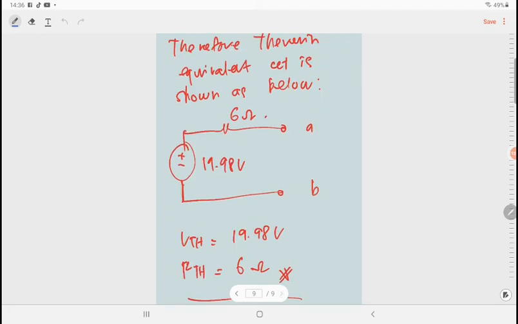Next, we already calculated the RTH value and the VTH value. So at the end, we need to draw the equivalent circuit. As we know, this is the Thevenin equivalent circuit, so automatically your VTH will be in series with your RTH. This is your VTH and then this is your RTH. So these are the values that we are looking for.